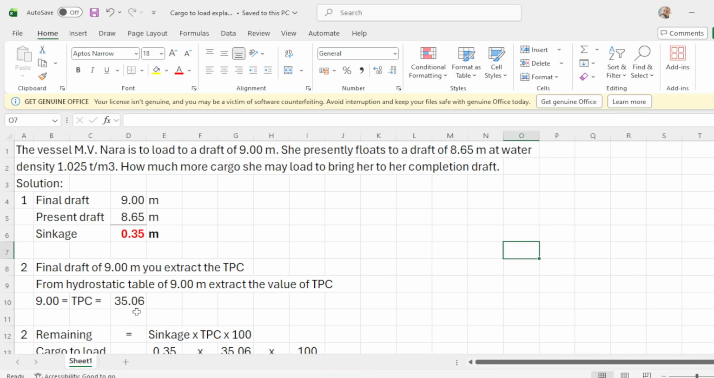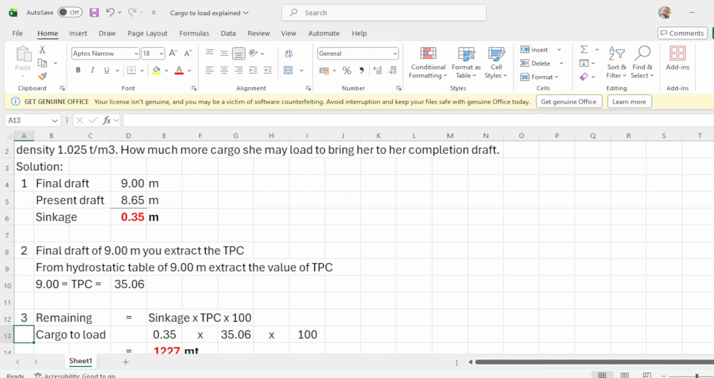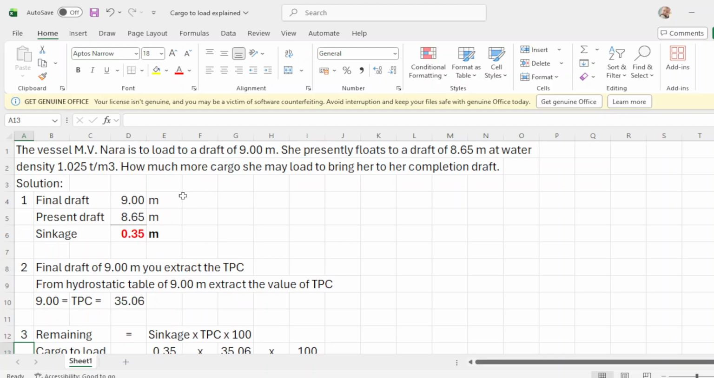Now, this is interesting because this is the formula that you are going to use. To get the remaining cargo to load, the formula is sinkage times TPC times 100. So we transpose: your sinkage, which is 0.35, times your TPC of 35.06, times 100. And the result will be 1,227 metric tons. This is what we are looking for, as the problem asks how much more cargo she may load to bring her to her completion draft.